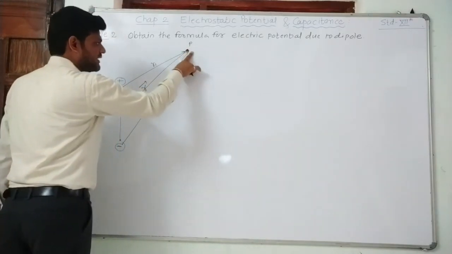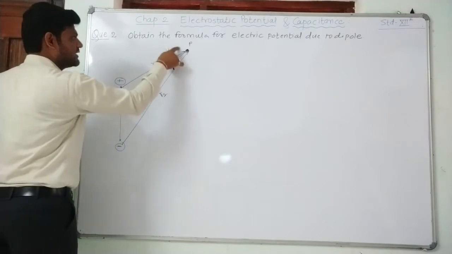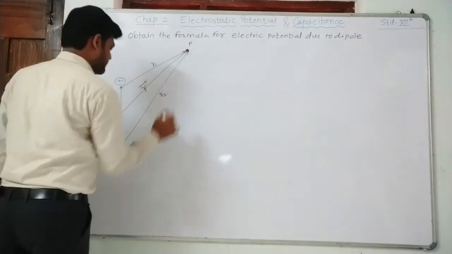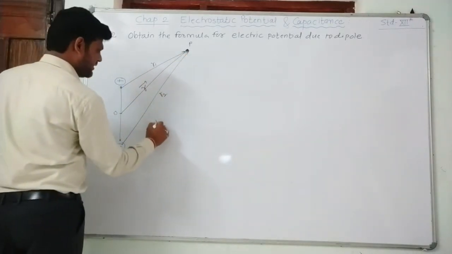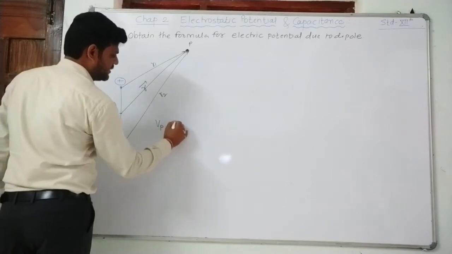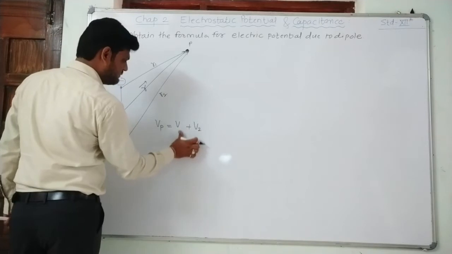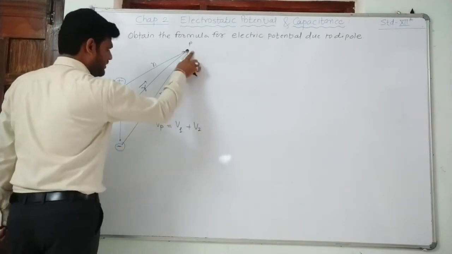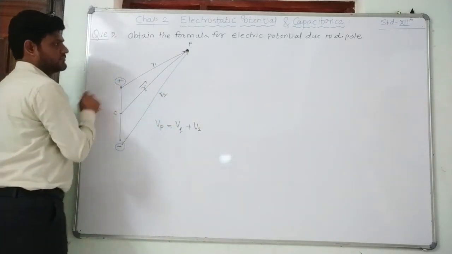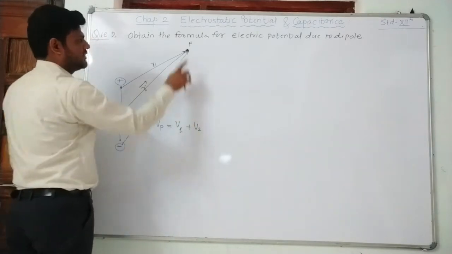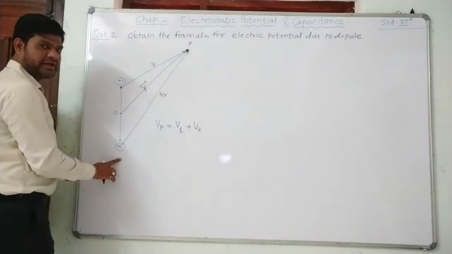As we know, to calculate the potential at point P, there is a potential at point P due to the plus Q charge and due to the minus Q charge. So we write over here potential at point P, V1 plus V2. What is V1? Potential at point P due to the plus Q charge. What is V2? Potential at point P due to the minus Q charge.